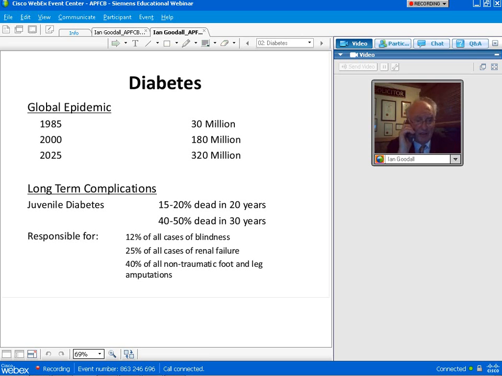The second important thing about diabetes is the long-term complications. The life expectancy is very much lower. Juvenile diabetes, 15 to 20% dead in 20 years, and 50% dead in 30 years. It's responsible for pretty well long-term complications in every organ, and particularly the eyes, blindness. 12% of all cases of blindness are caused by diabetes, 25% of all cases of renal failure, and 40% of all non-traumatic foot and leg amputations. So it's a very serious disease.